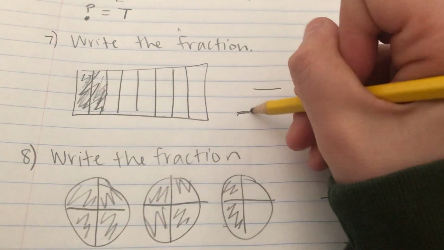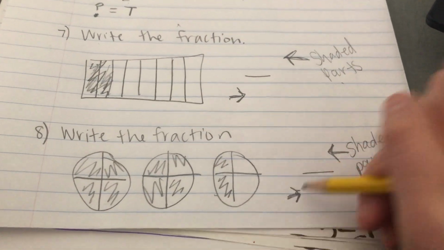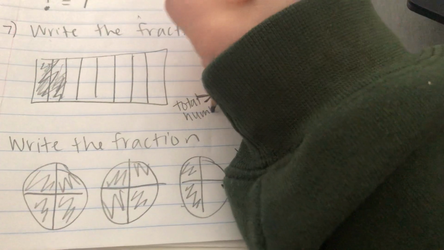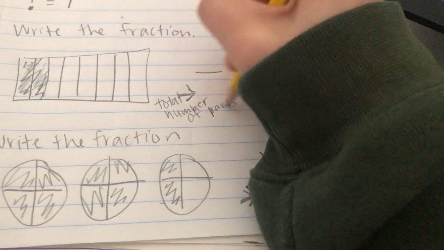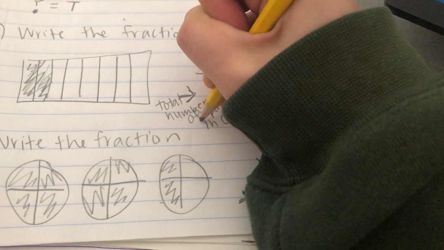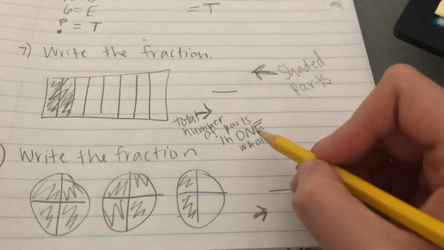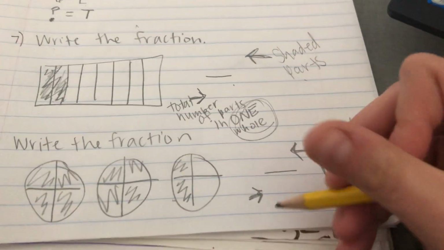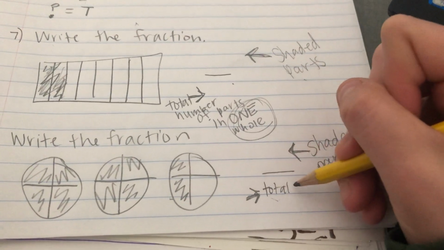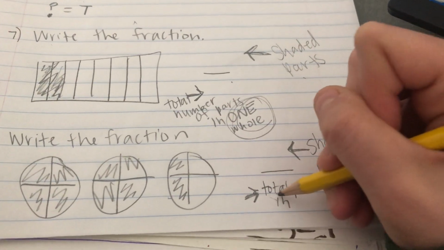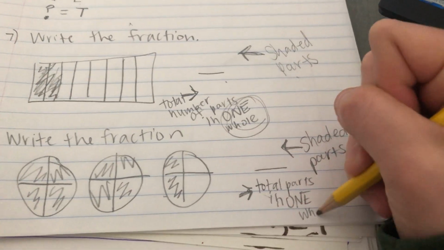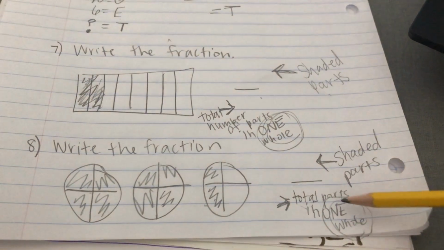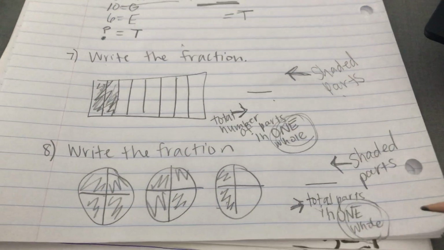Now, the denominator or the bottom number of your fraction is always, say it, the total number of parts in one whole, right? Remember, one whole is all we're looking at for the denominator. So a denominator is the total number of parts in one whole. And I want you to notice there are 3 wholes here, and the denominator only counts the parts in 1 whole. All right, do your best.